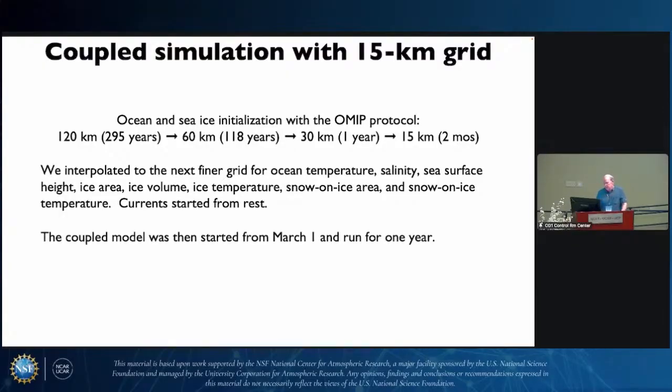So the spin-up of the ocean is described here in the top part of the slide. We're following the OMIP protocol. And so we started with a 295-year spin-up on a 120-kilometer grid, driven by a data atmosphere, of course. And then 118 years on a 60-kilometer grid after interpolation. The middle part of the slide tells what was interpolated. And then down to a 30-kilometer grid, we ran 1 year there, and then to a 15-kilometer grid, 2 more months of spin-up, and then we started the model on March 1 and ran for 1 simulated year.